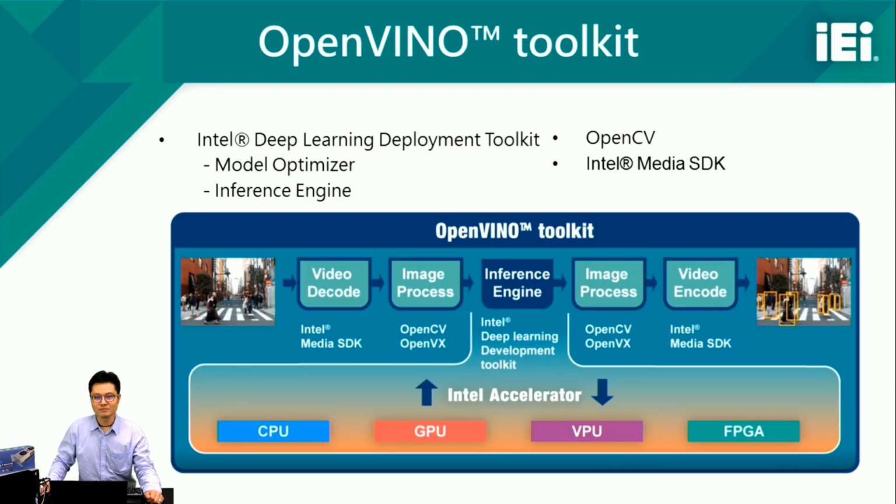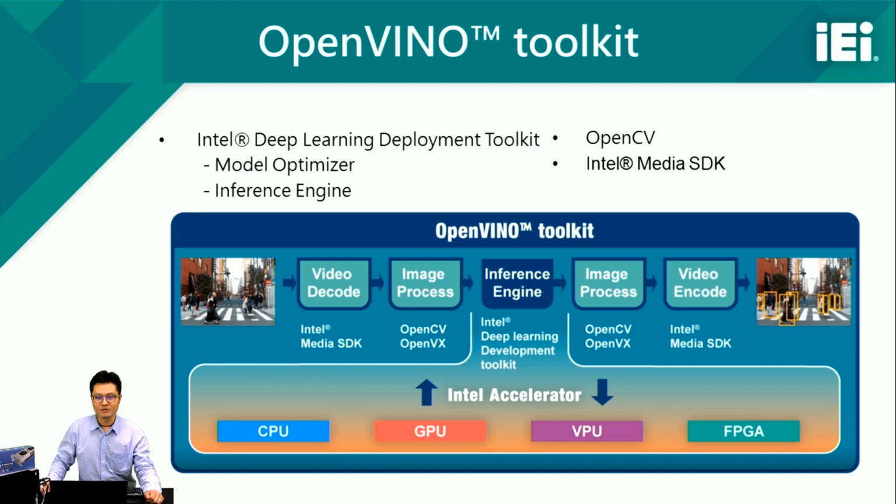It also includes a model optimizer to convert pre-trained models from different frameworks into Intel format. The inference engine is the C++ API, which you can call for inference applications. Besides, it also has optimized OpenCV and the Intel Media SDK to do the codec work.